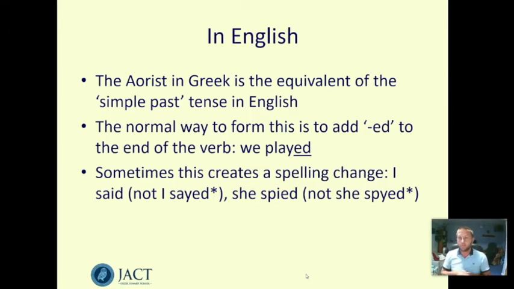This is the equivalent of what's normally called the simple past tense in English, the basic way of talking about something that's happened, where you simply add -ed onto the end of the verb stem. So you can see on the screen there the example, we played: we've taken play and put -ed on the end. Sometimes we need to change the spelling slightly, so we say said rather than sayed, spied with an I rather than with a Y, for example. But otherwise, that's relatively straightforward.